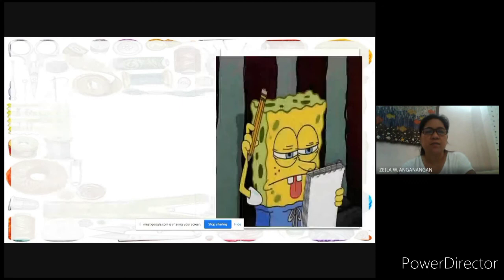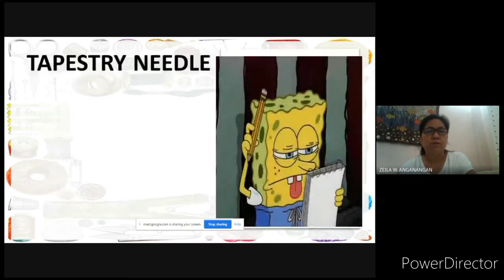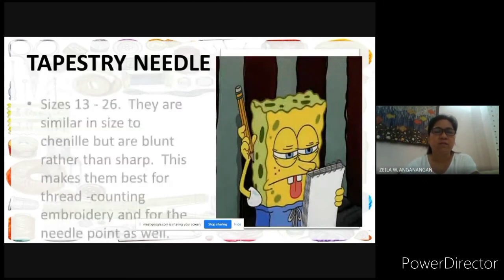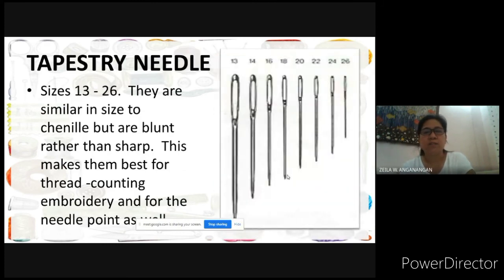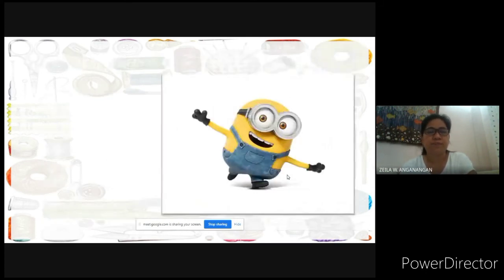Okay, next, we have the tapestry needle. It has sizes 13 to 26. They are similar in size to chenille, but are blunt rather than sharp. This makes them best for thread counting, embroidery, and for needlepoint as well. SpongeBob, share us the tapestry needle. Okay, that's good. So here it is, the tapestry needle. Numbers 13 to 26.